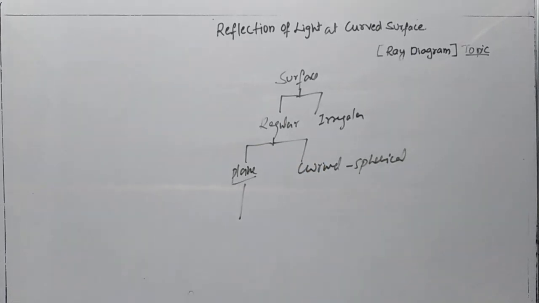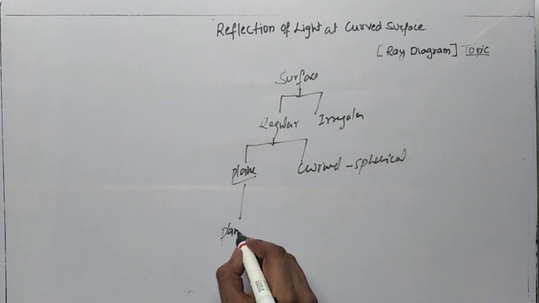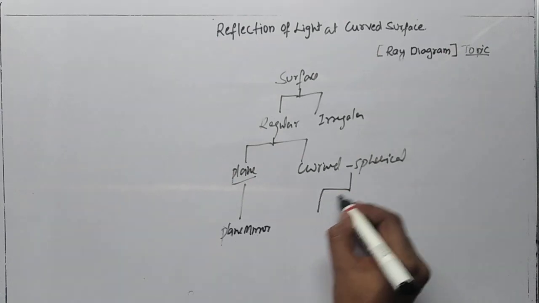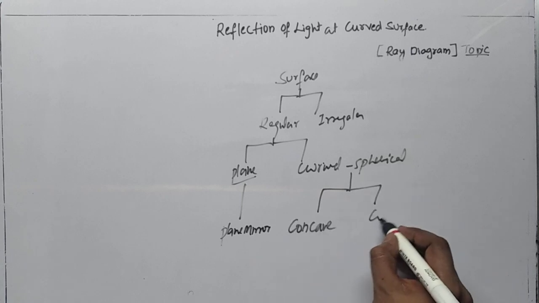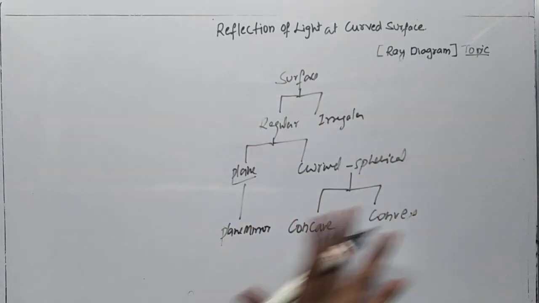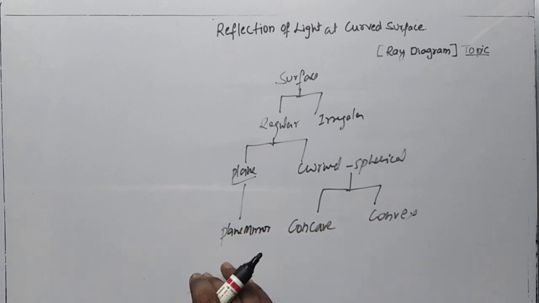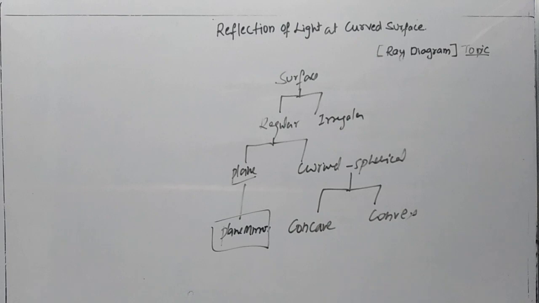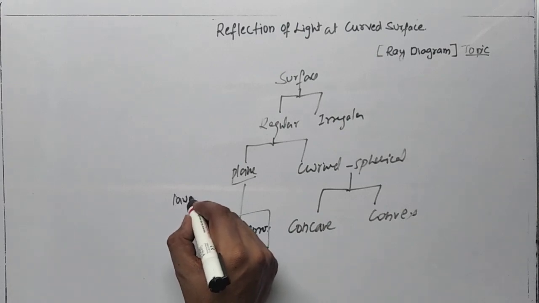Okay, first one is plane mirror and second one is curved mirror. Plane mirror is simple, I have just drawn that plane mirror. But in the curved surface we have two types of mirror. One is concave and the second one is convex. Okay, this is everything related to mirrors. Now, in 8th class you have covered everything related to plane mirror, and there you have learned about the law of reflection.